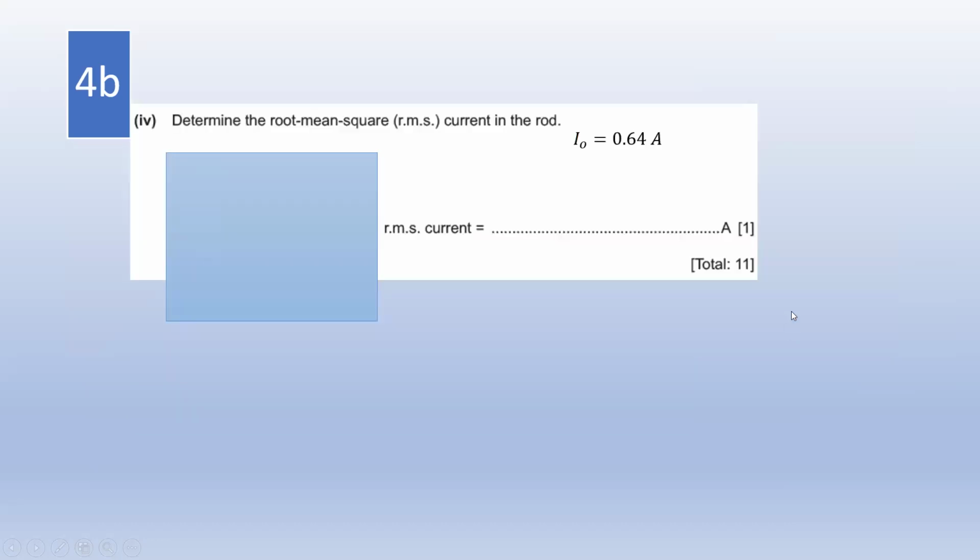Determine the root mean square current in the rod. There's a peak current that we have calculated. Root mean square is just peak divided by root 2, 0.45 ampere.